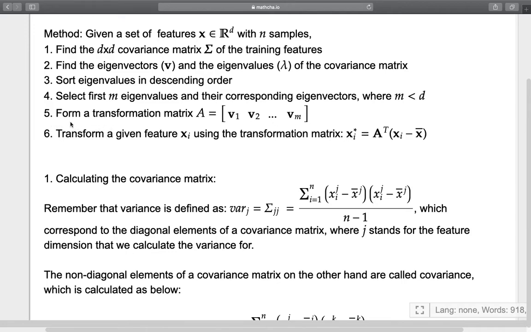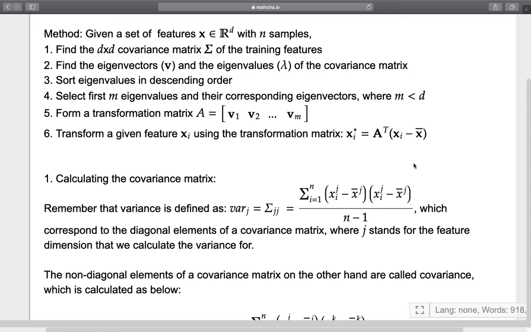So then we form a transformation matrix with the eigenvectors we selected, and whenever we are given a feature x_i, we transform that feature by using this transformation matrix, and while doing that we also need to subtract the mean of the samples from our given sample.